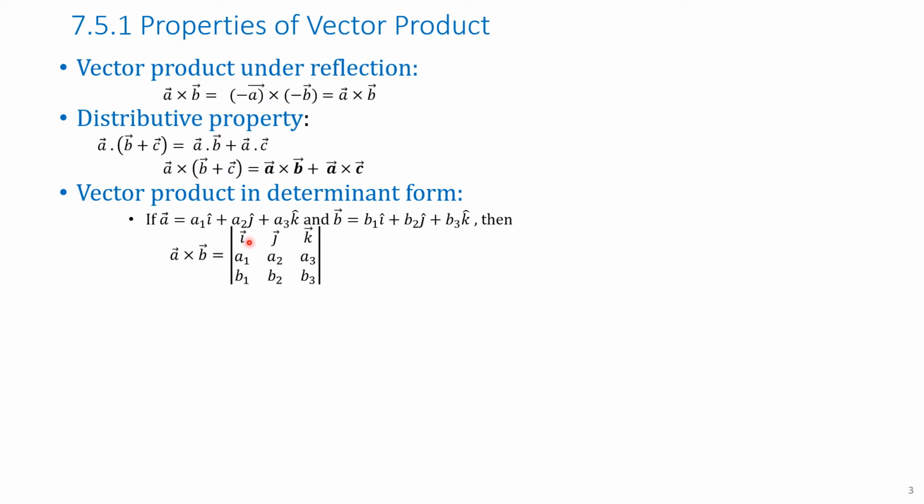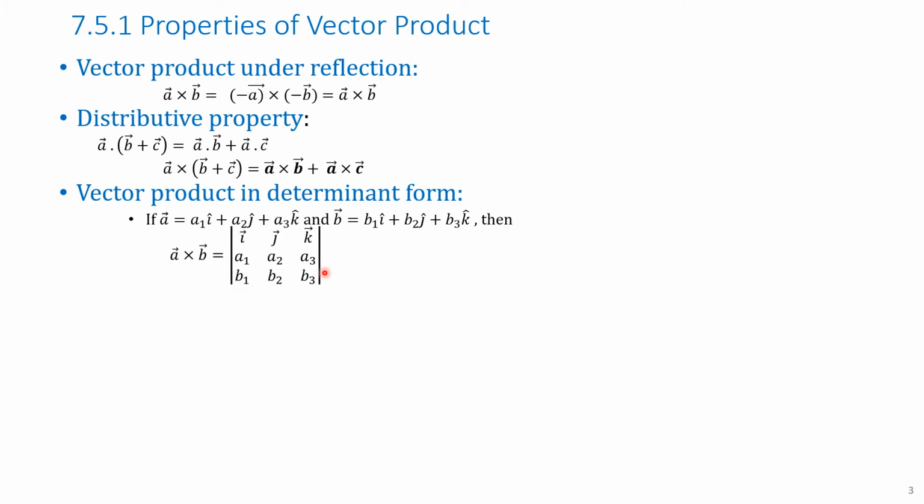determinant with i, j, k in the first row, where i, j, k are the unit vectors, and the coefficients of the respective unit vectors in the second row, that is A1, A2 and A3. And in the third row, we write the coefficients of the unit vectors of vector B, B1, B2, B3. Hence, we can simplify using the determinant principles.